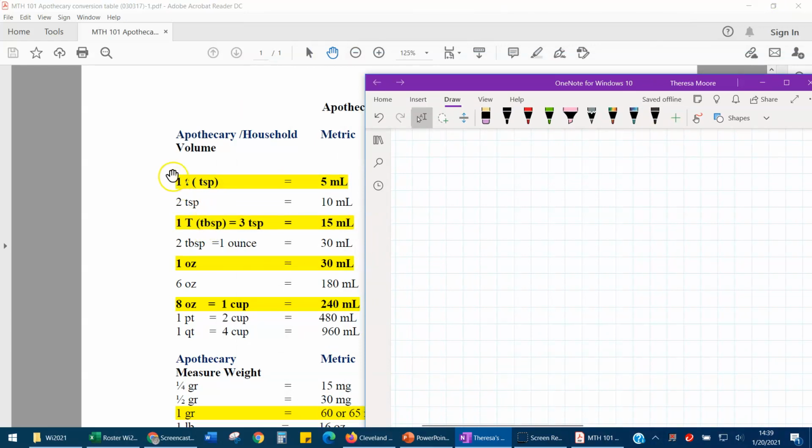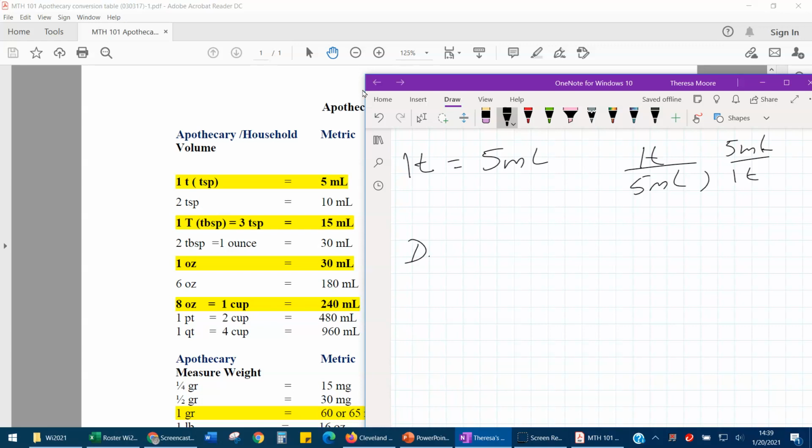So we have 1 teaspoon equals 5 milliliters. So there's 2 conversion factors here: 1 teaspoon to 5 milliliters, or 5 milliliters to 1 teaspoon.